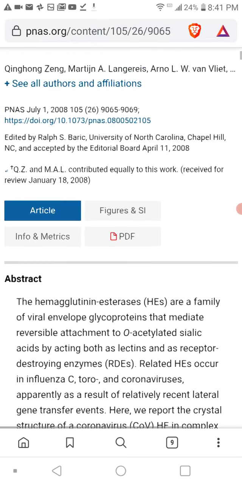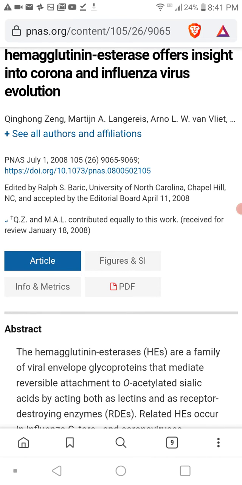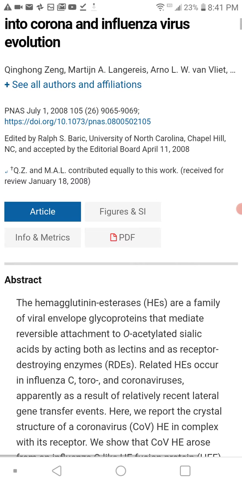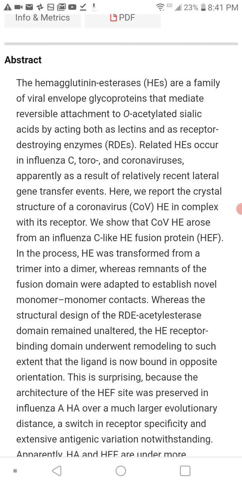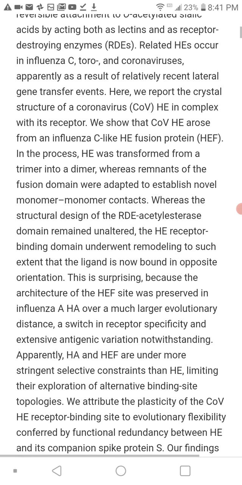Right here I have a paper written in 2008. Interesting enough, it's from Dr. Ralph S. Barrick himself over at Chapel Hill, North Carolina. If you look into it, you can see that Wuhan Laboratory had a partnership with Chapel Hill. They did a lot of experimentation.